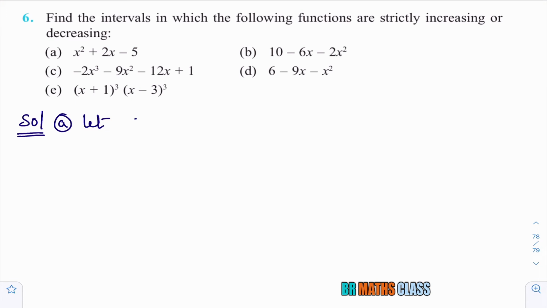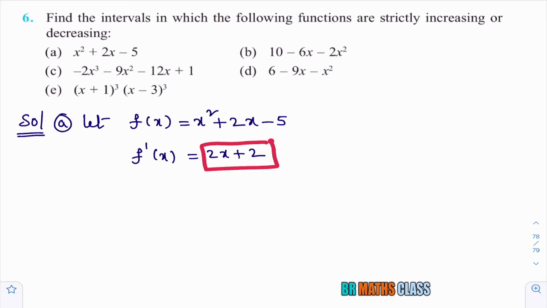First bit, you take the given function as f of x. What is f of x? f of x is x square plus 2x minus 5. What do you want to find? Find the interval in which this function is strictly increasing and strictly decreasing. So I'll differentiate this. Derivative of x square is 2x plus derivative of 2x is 2. Now I need to identify for what values of x this expression is positive, and for what values of x this expression is negative. As it is a linear function, I'll equate this to 0.